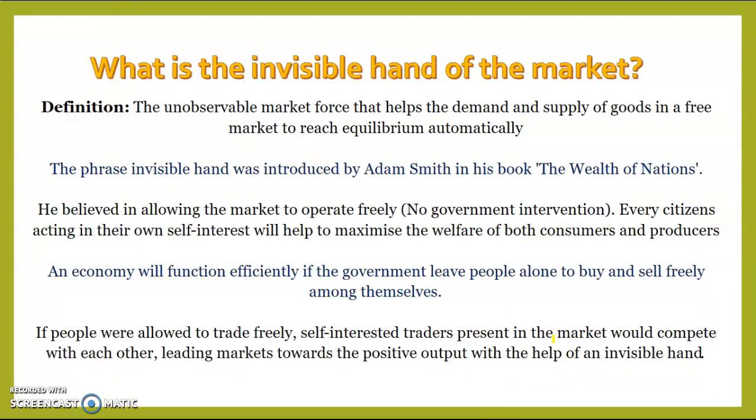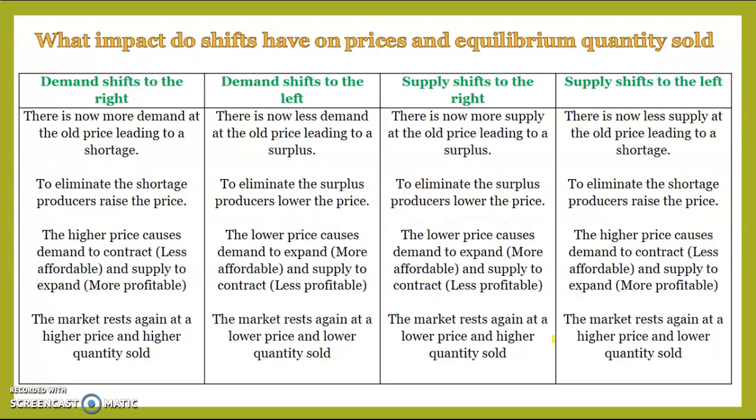The invisible hand of the market. Basically, what that means is in a free market, there's this unobservable force which coordinates demand and supply to reach equilibrium. So the invisible hand is basically saying that if we leave the free market to its own devices, producers will produce what consumers demand. It doesn't mean that everyone's wants and needs will be met, but the producers will generally produce what consumers want because that will allow them to generate a profit.